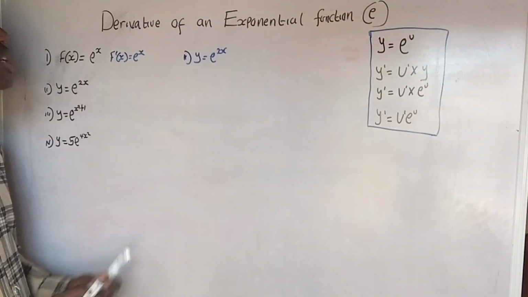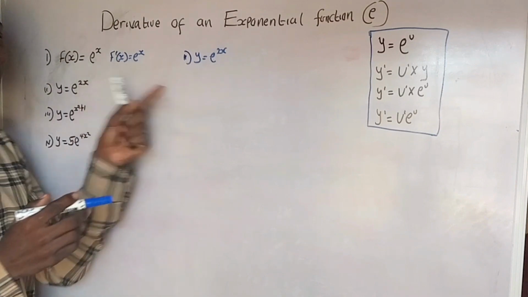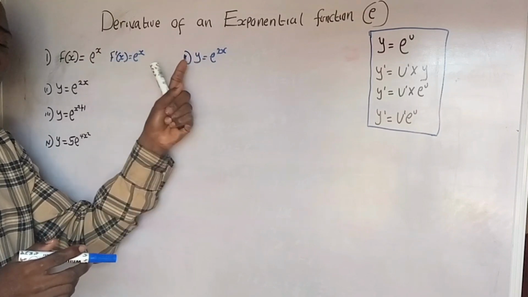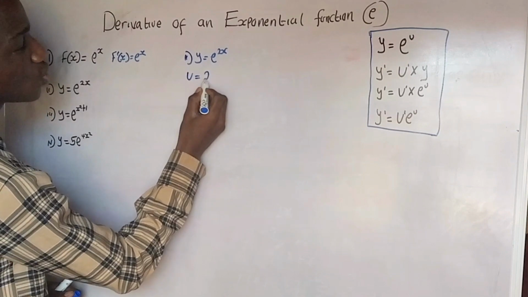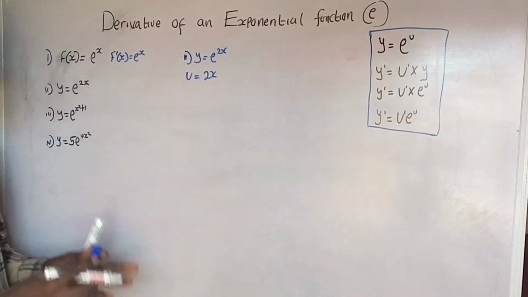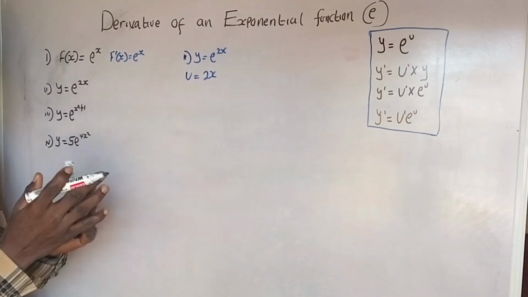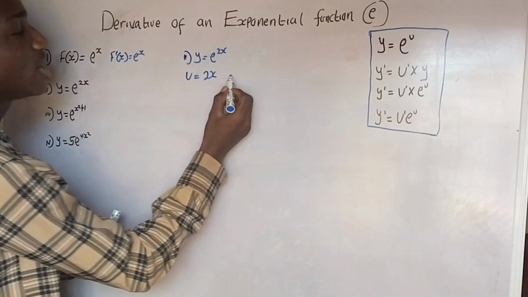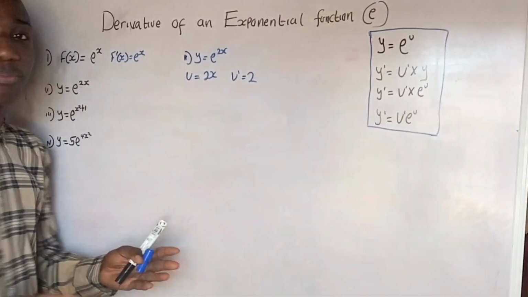We have y is equal to e^(2x). The first thing is to set u equal to the power to which the Euler's constant is raised. So I'm going to have u is equal to 2x. And from the formula, I know that I need the derivative of u. I need the first derivative of u. So I'm going to have the first derivative of u is equal to 2 using the power rule.